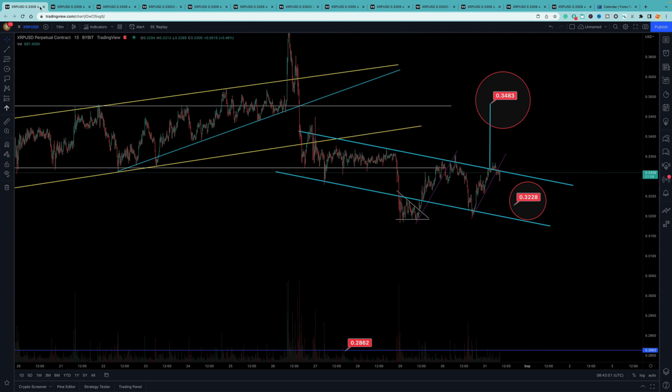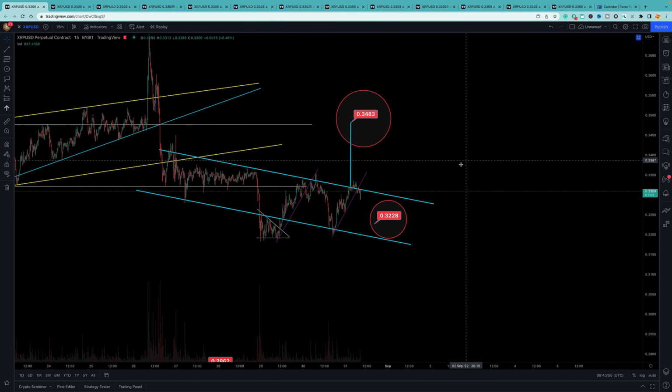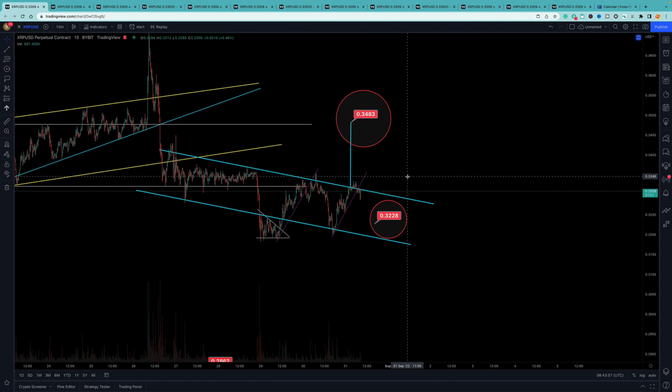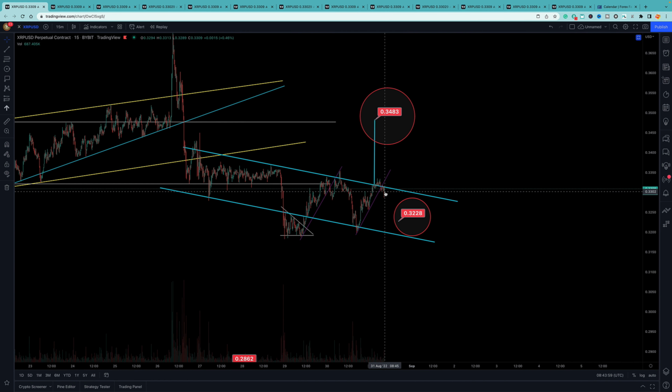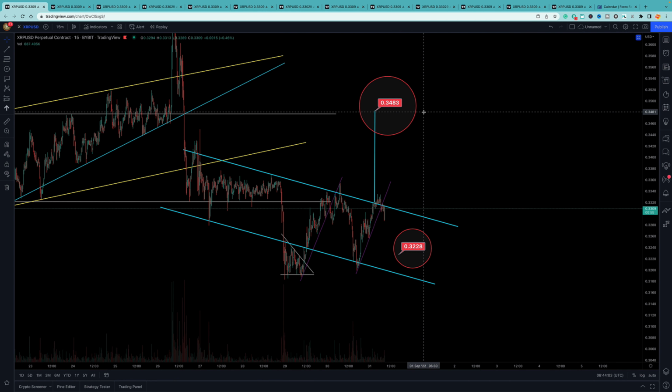Let me start with XRP, and I'll just start off with a simple thing here. I'm just looking at this channel and potentially the breakout of it here, and if it breaks out, I believe it's going to head up to around 35 or so. There's an impulse here on the 5 minute. It may come back down, do a correction to 32.28, but I actually think it's going to break up, and I'll tell you why.